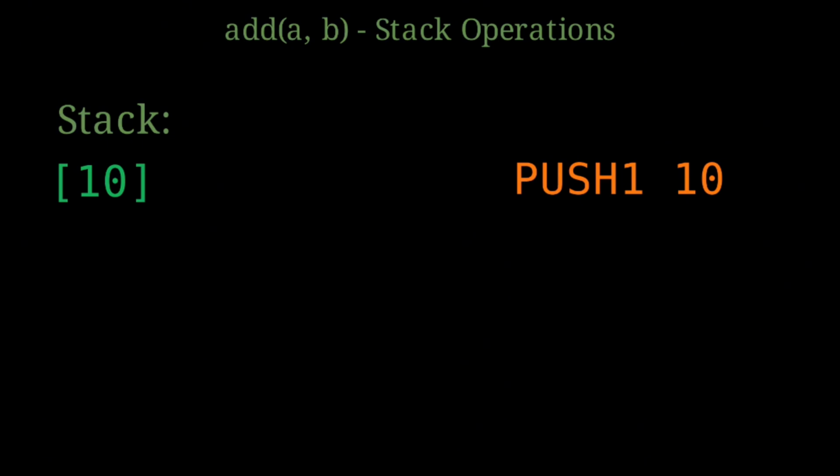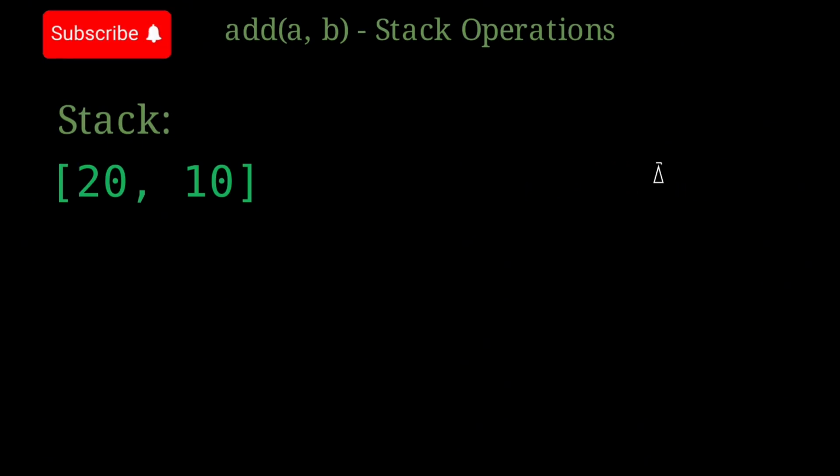Here's our stack. To add two numbers, we first need to push them onto the stack. Let's say a equals 10. We use the push1 opcode to push the value 10 onto the stack. We now have 10 on our stack. Next, let's push b, which we'll say is 20. Again, we use push1 to push 20 onto the stack. Now our stack has both values, 20 on top and 10 below it. Remember, the stack is last in, first out.